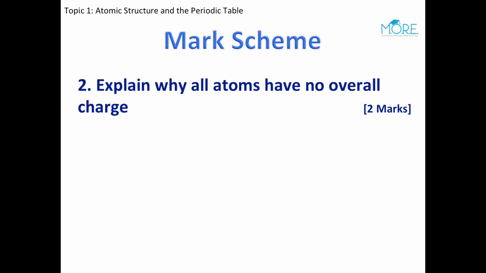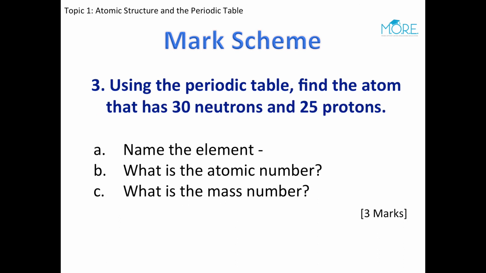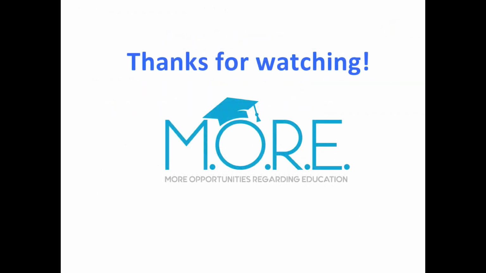Okay, then question 2. Explain why all atoms have no overall charge. Protons have a positive charge, electrons have a negative charge. The number of protons is equal to the number of electrons in an atom. Therefore, the charges cancel out. And for question 3, the element is manganese. The atomic number is 25 and the mass number is 55.